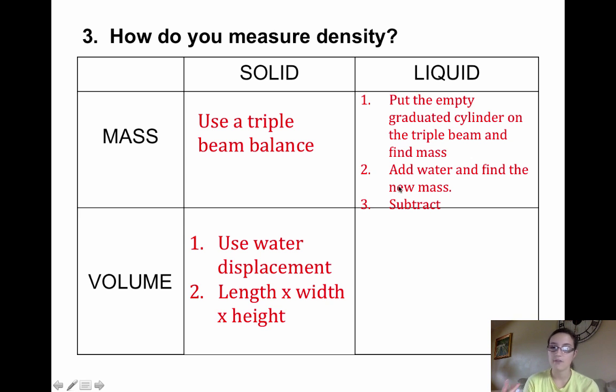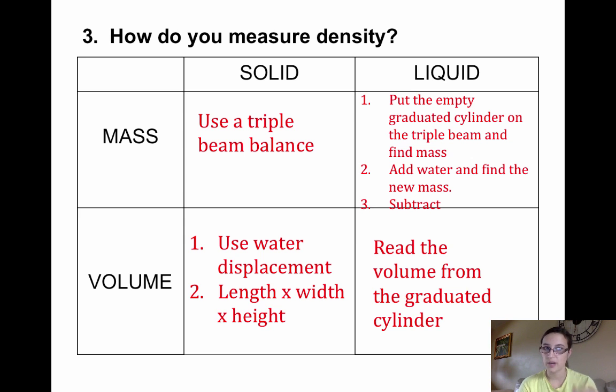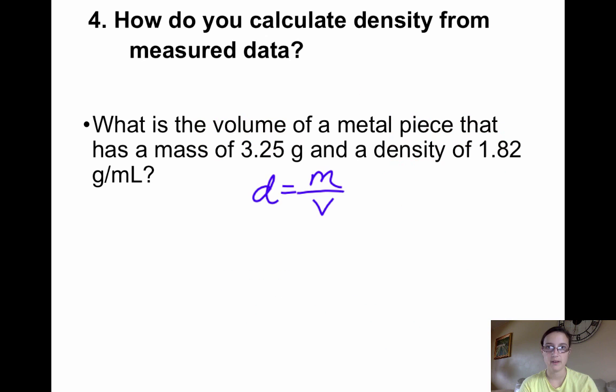Then add whatever volume of water and find the new mass. Now we have the mass of the graduated cylinder and the water, and we have the mass of just the graduated cylinder, so we can subtract to get just the mass of the water. And then to find the volume, just read the volume from the graduated cylinder. You just read it right off of the cylinder. So then how do we calculate density? Well, I told you already, density equals mass over volume, and we also have the triangle that we can use.